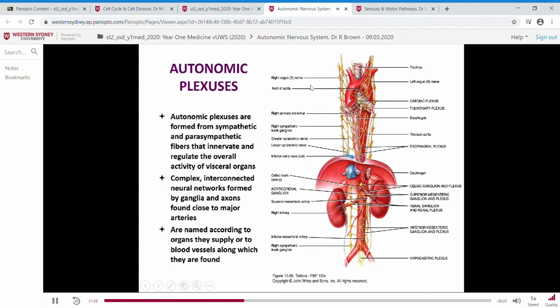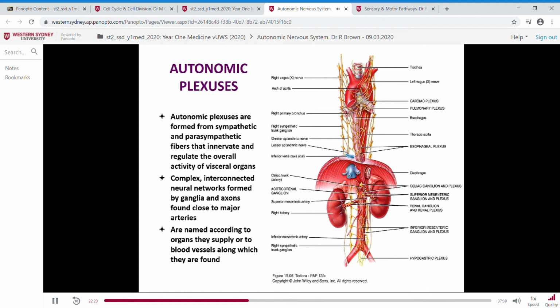So there's also what we call autonomic plexuses. They're formed from sympathetic and parasympathetic fibres that innervate and regulate the overall activity of the visceral organs. So they're basically a tangled network of sympathetic and parasympathetic neurons, okay, and they lie along the major arteries. Complex interconnected neural networks formed by ganglia and axons found close to the major arteries and are named according to the organs they supply. The easiest way to think of an autonomic plexus is like an electrical junction box, okay? So that distributes wires to different parts of your house, in this case, your body.